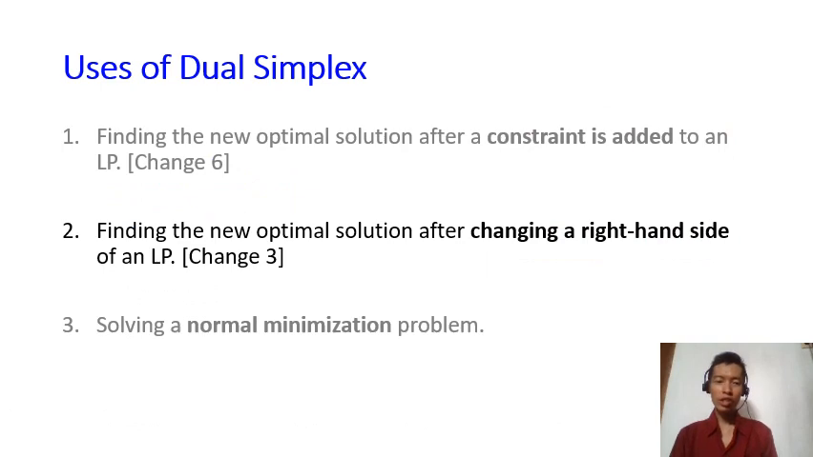The second one is that we're going to find the new optimal solution after we change the right-hand side of a linear programming. If you recall what we have learned in week 10, this is called the change of right-hand side.